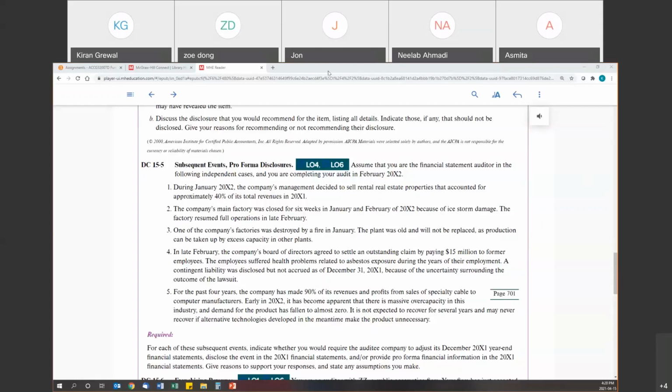So basically what you're trying to decide is, does the event that's happening right now affect any year-end numbers? So does it actually affect the numbers that the client had December 31st? Or if it doesn't affect the numbers, is it something that the users should know about, which would make it disclosure? Okay, so maybe it wasn't apparent in 2021, but a month later it happened, and now your 2021 information is changed. So you want to make your users aware of that.